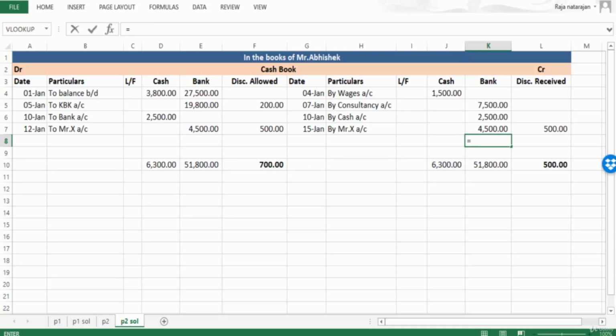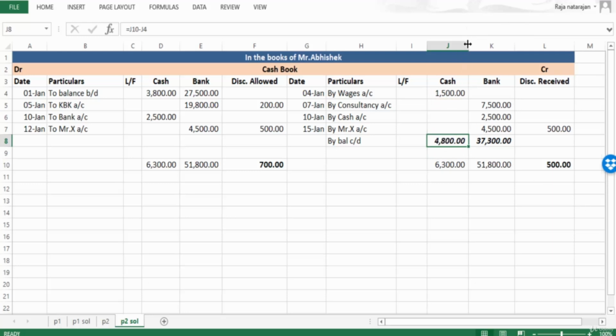For bank, let's see what is the balancing figure. It is 51,800 minus some of these items. It is 37,300. Okay, so this is the closing balance. I'll just say by balance carry down 37,300 for bank, and cash it is 6,300 minus 1,500. It is 4,800. This is the balance position. Okay, so we have prepared this triple column cash book.